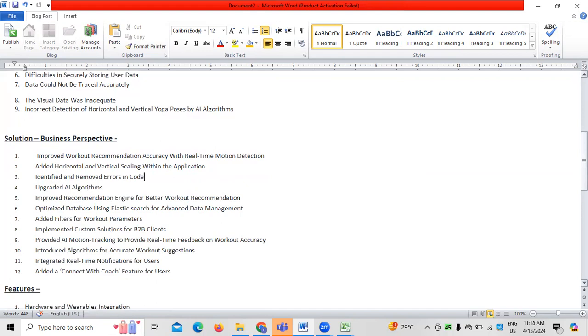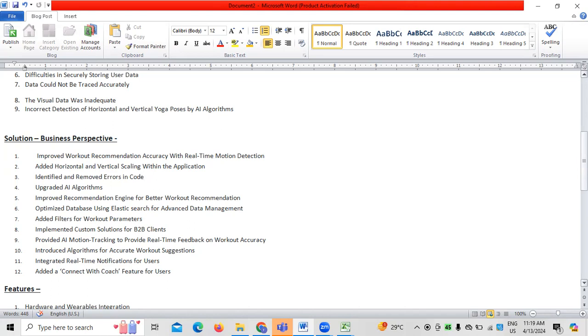At the same time, identification and removal of errors in code, and upgrading AI algorithms. We use different artificial intelligence algorithms now and then. At the same time, we are recommending an engine for better workout recommendations. Next, we have to optimize the database using Elasticsearch for advanced data management, especially when we are working on AWS cloud service providers. This is also one of the infrastructure elements which will be focused on more.